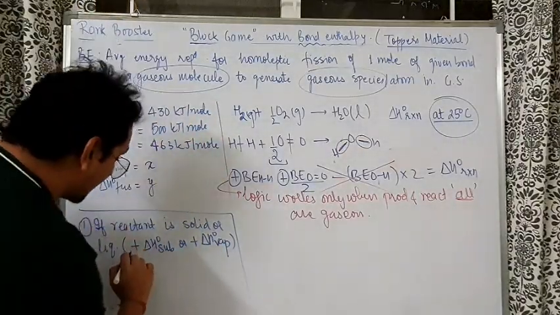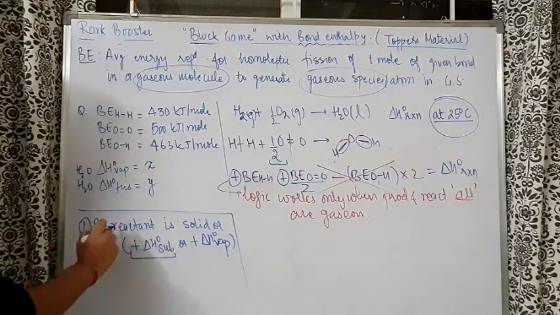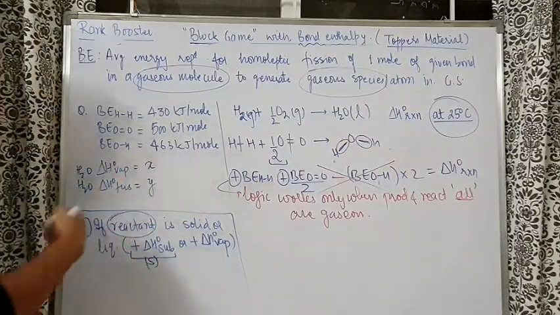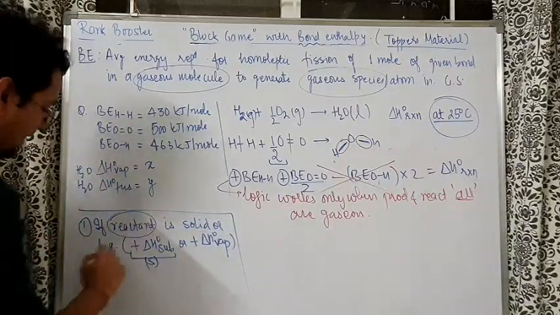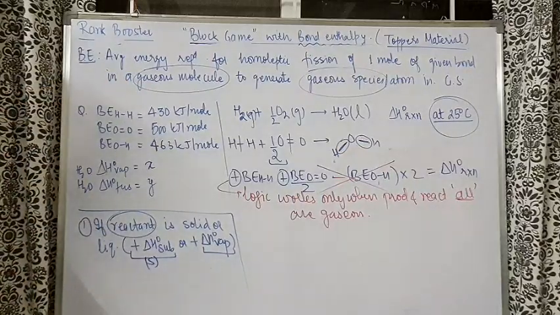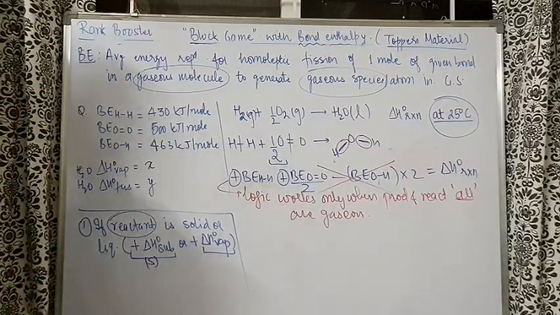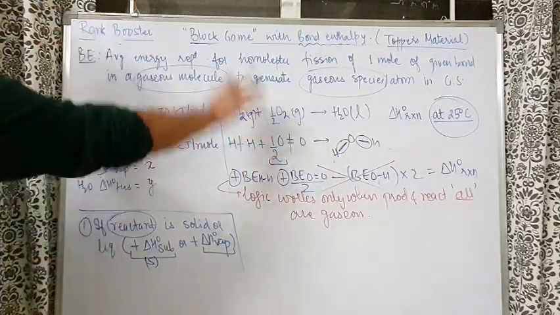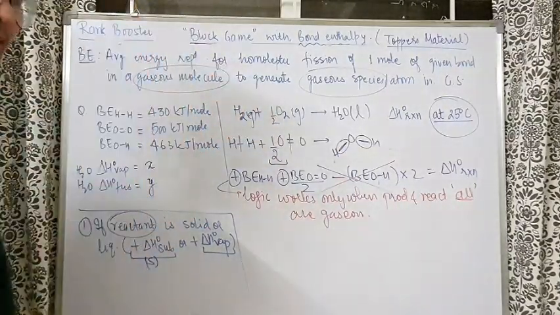So if the reactant is solid, add the enthalpy of sublimation. If the reactant is liquid, add the enthalpy of vaporization for this bond enthalpy question. Sir, add where, reactant or product? Arey, nowhere, there is no reactant or product in this method. Just add it, it will automatically adjust.